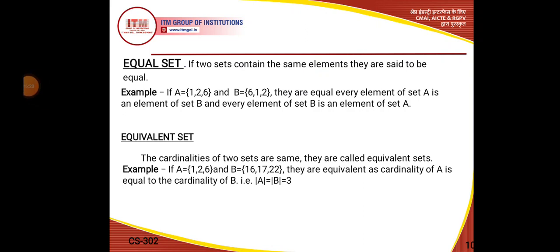If two sets contain the same number of elements, then we can say it is an equal set. Suppose capital A is the set having 3 elements 1, 2, 3, and capital B is also having 3 elements 4, 5, 6. So both the sets we can say are equal because these sets have the same number of elements.